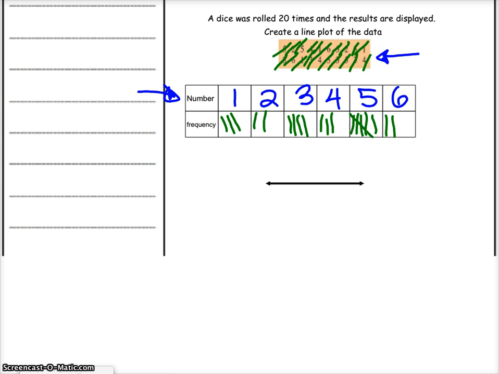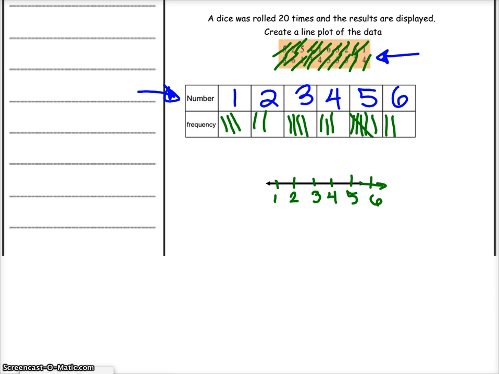I made my frequency table, which just means what are the numbers I'm dealing with, and then tally how often they occur. Now I'm going to make a line plot. So a line plot just puts an X with the frequency it occurred. So I write my numbers down. 1, 2, 3, 4, 5, 6.